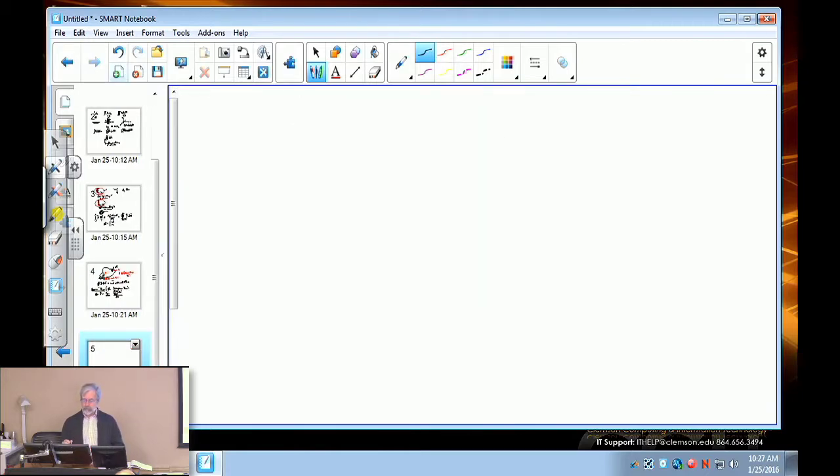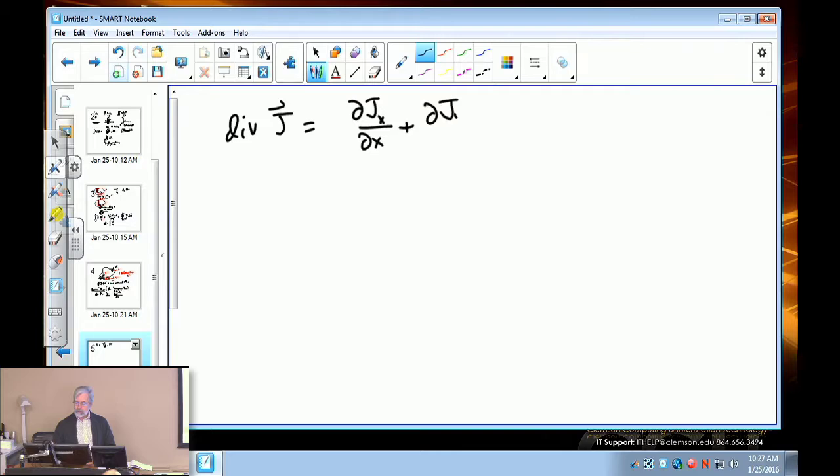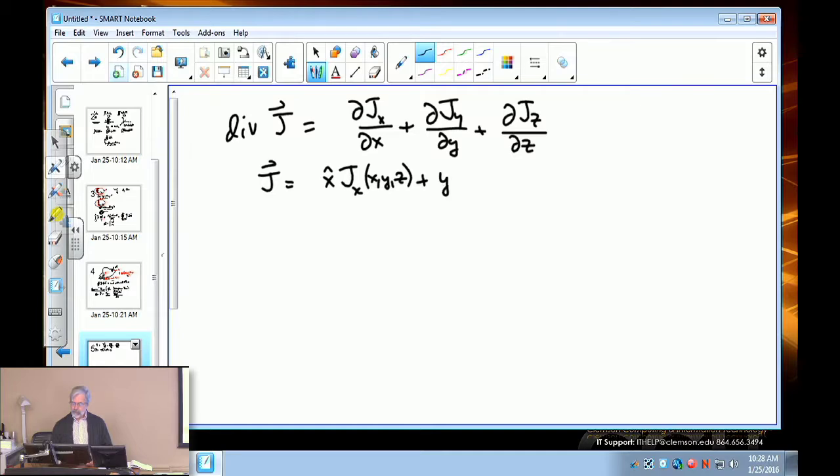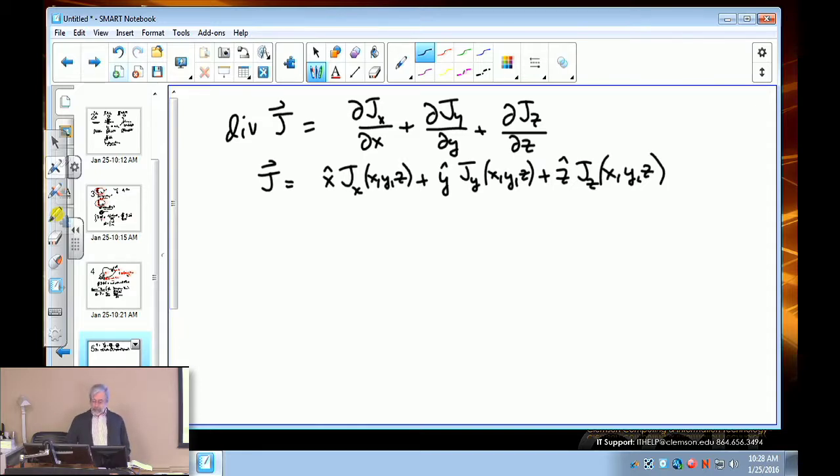Okay, so now he works out the divergence in Cartesian form, but this is not the fundamental definition, right? The divergence in Cartesian form looks like this, where Jx, Jy, and Jz are the Cartesian components, and they are themselves functions of x, y, and z. So in other words, this vector field can be expressed in Cartesian form, which means I can write down the components of the vector field. And each of the components depends on where you are, on the location x, y, and z.